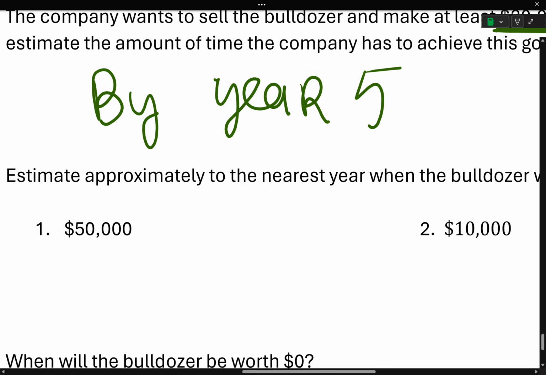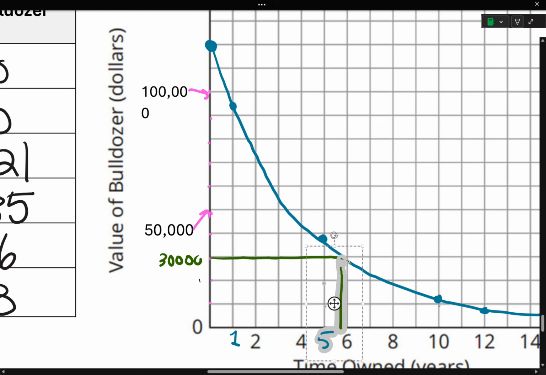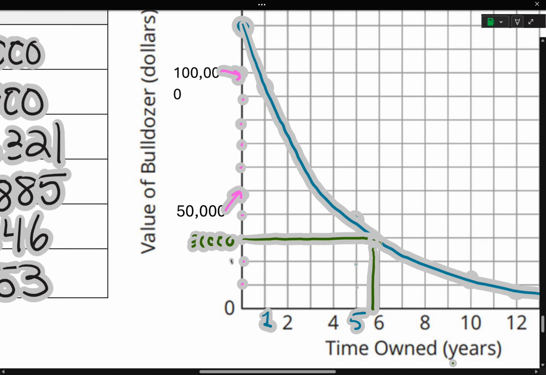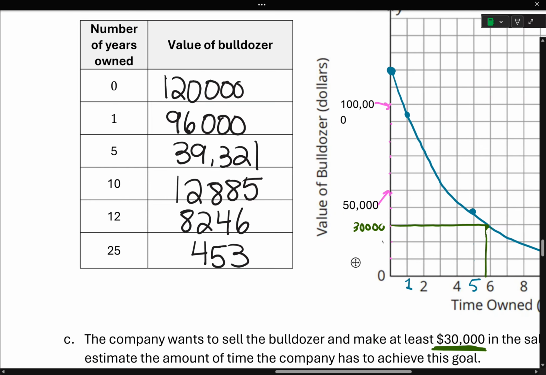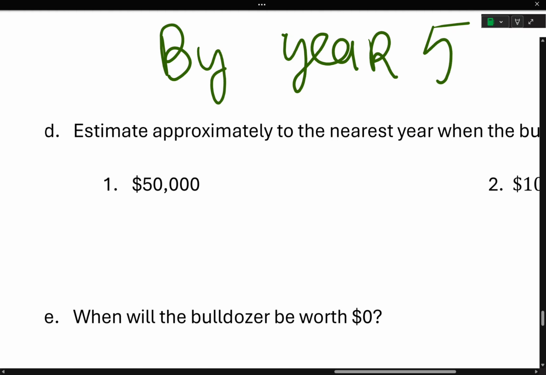Right? What if we wanted to sell it for 50,000? Well, let's see. Here's 50. Why are you not cooperating with me? We're almost done. This is rude, computer. All right. 50,000. Oh, it's right there. So it does hit my graph between 3 and 4. I don't really want it going that much past 3 because it will fall below $50,000. So let's say by year 3.